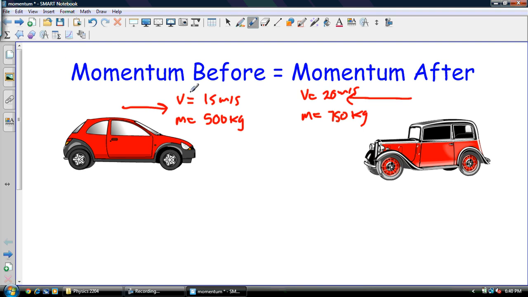So before, they each have an individual momentum, okay? And that is equal to the momentum after. So no matter what happens, they can stick together, they can bounce off, they can change direction. The momentum before is always equal to the momentum after, okay? So that's what happens before.